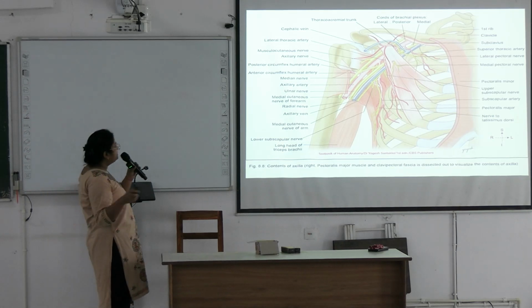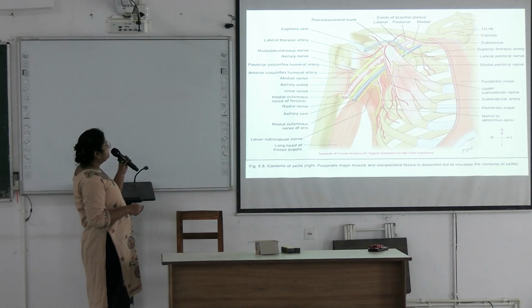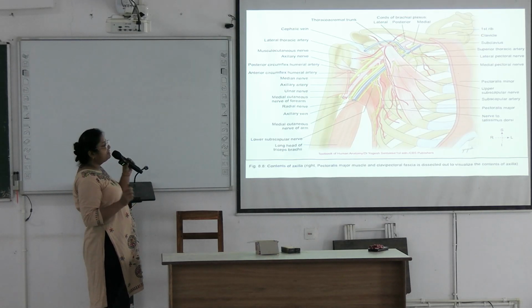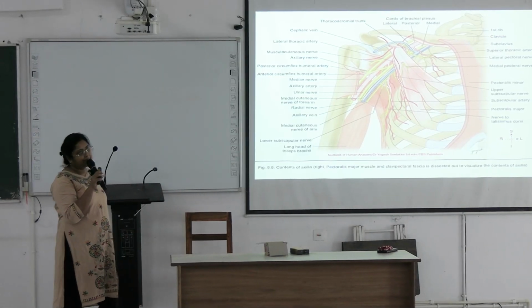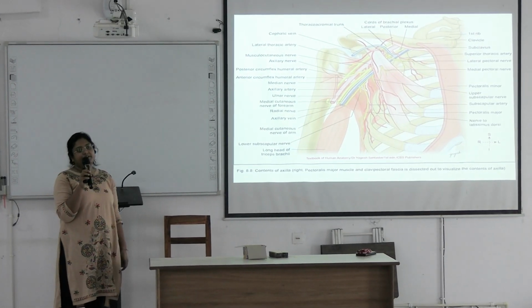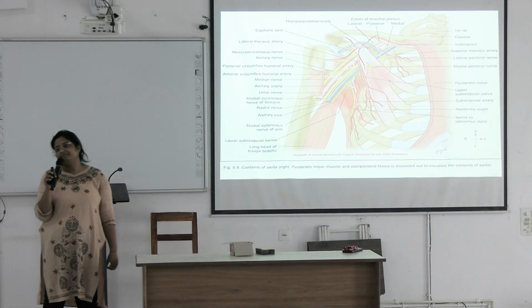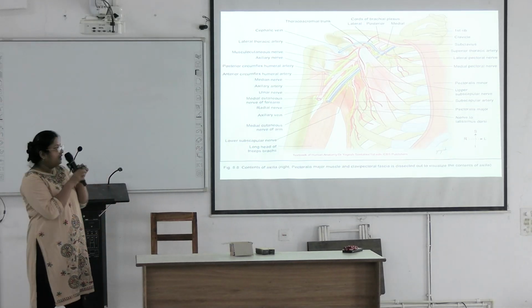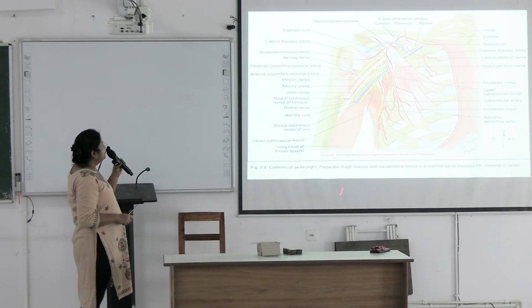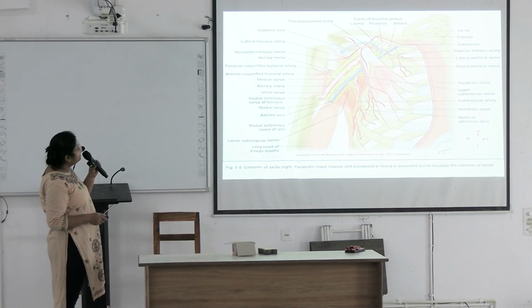Okay. Next, third point you write down, medial to the axillary vein lies this medial cutaneous nerve of the arm. Okay. Write this point. Medial to the axillary vein lies the medial cutaneous nerve of the arm. Understood? Okay. And long thoracic nerve will lie in the medial wall.